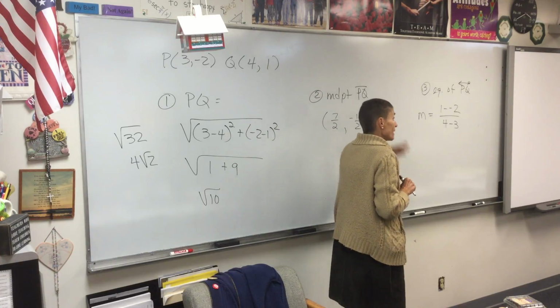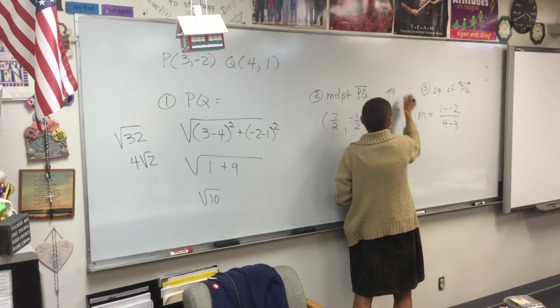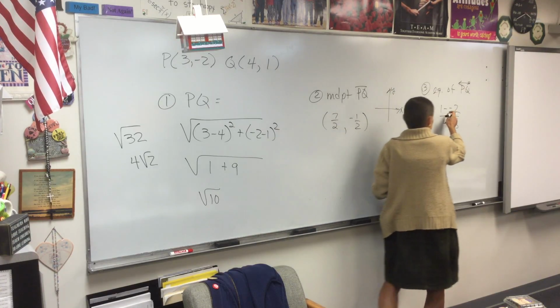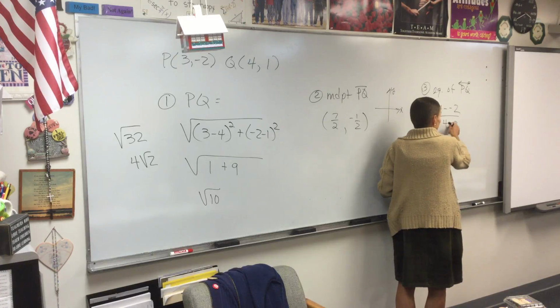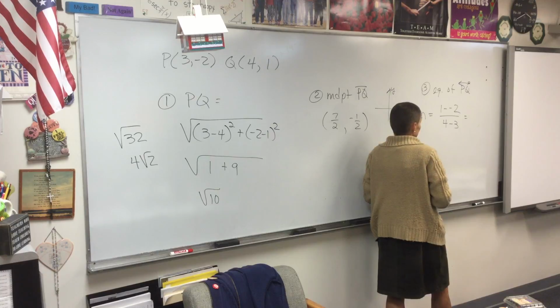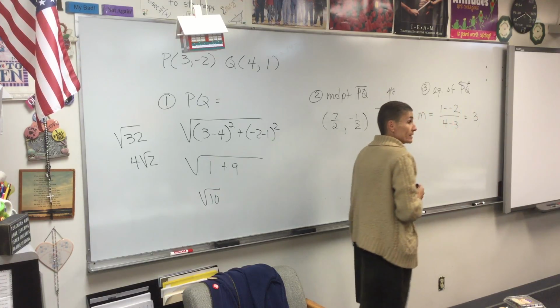And don't you dare get that turned upside down. Remember when you graph, y is always on top of x. In slope, y is always on top of x. So what do I get? What is my slope? 3 over 1 or 3.